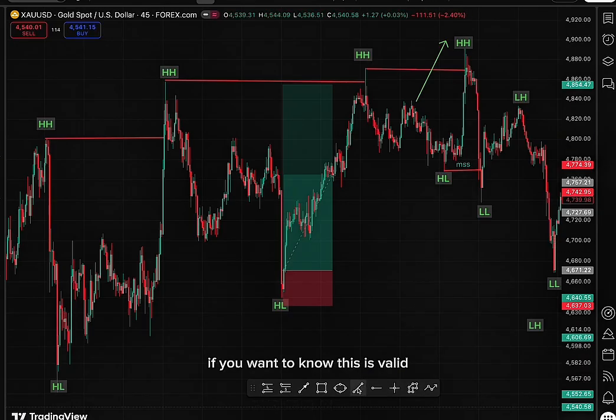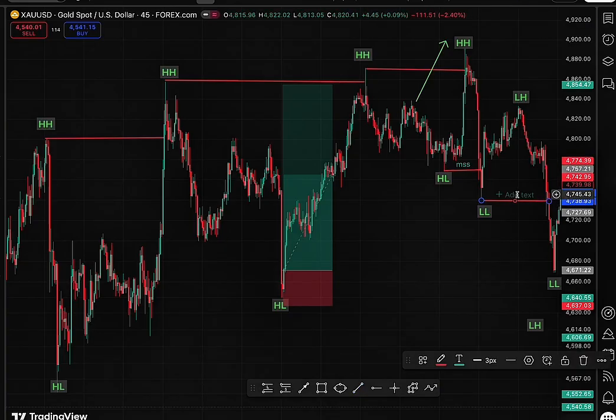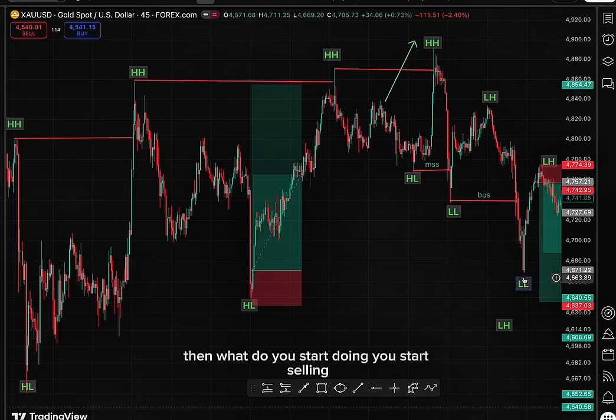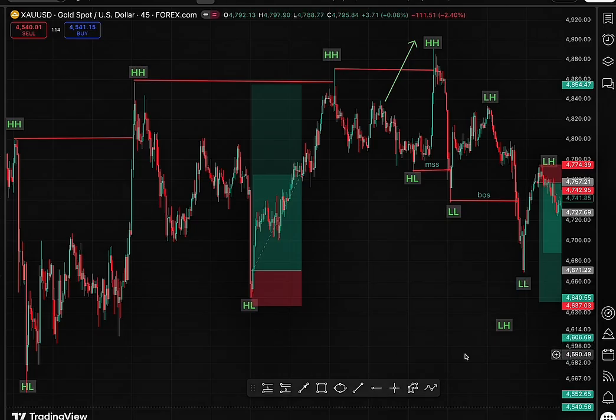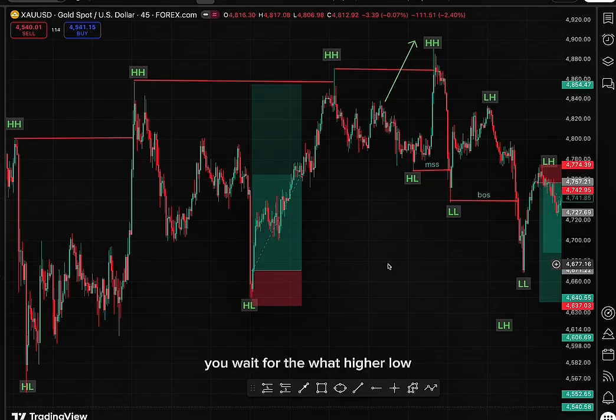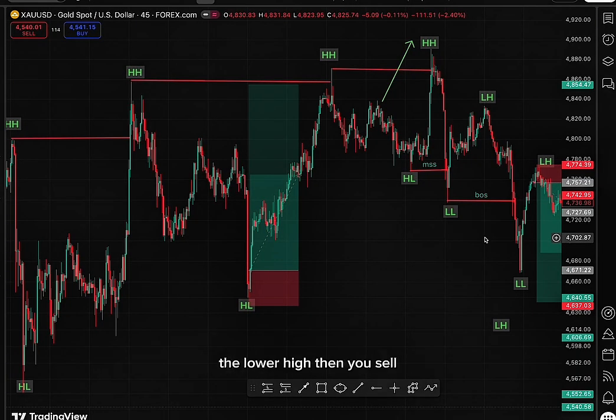If you want to know this is valid, you wait for it to do it twice. Look at it. This lower low. Now what does the market do? There's a break of structure here, forming a new lower low. Then you know this is valid. Then you start selling. Wait for a retracement, the lower high, you sell. When you are buying, you wait for the higher low, you buy. When you are selling, you wait for the lower high, then you sell.